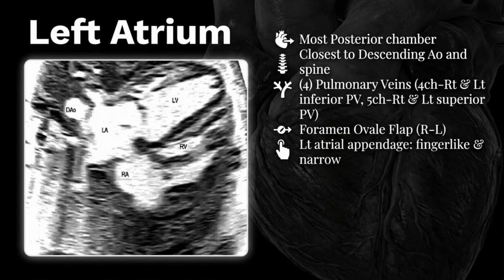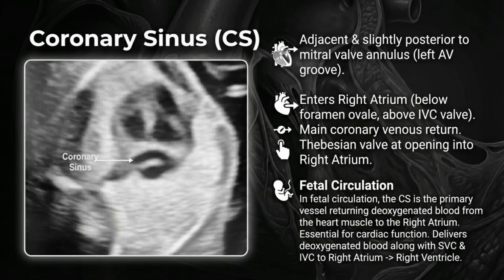The left atrium is the most posterior chamber and is closest to the descending aorta and spine. It receives 4 pulmonary veins and contains the foramen ovale flap. The coronary sinus is adjacent and posterior to the mitral valve annulus and enters the right atrium. In fetal circulation, it is the primary vessel returning deoxygenated blood from the heart muscle to the right atrium.